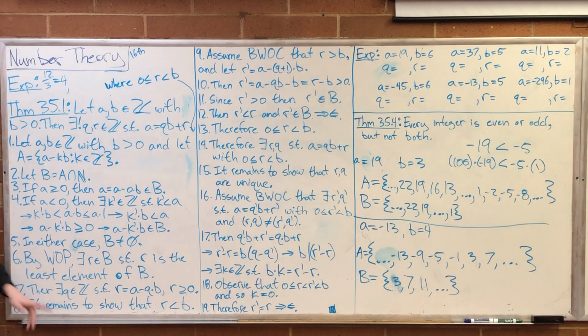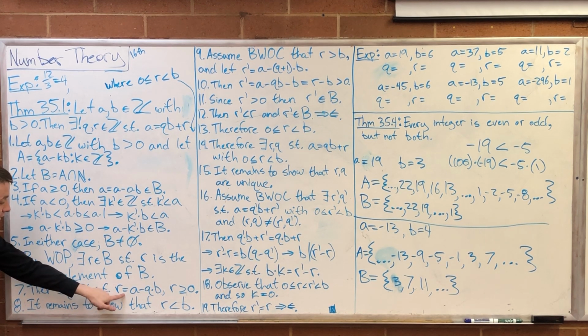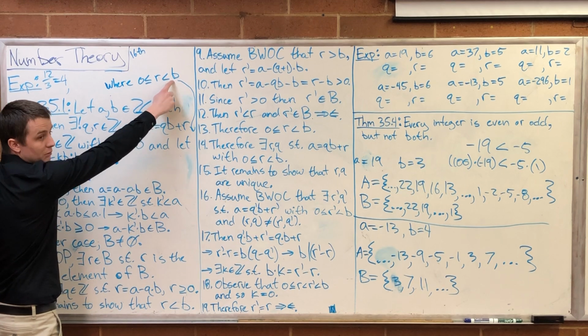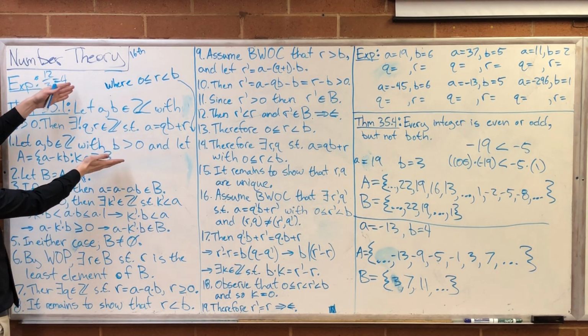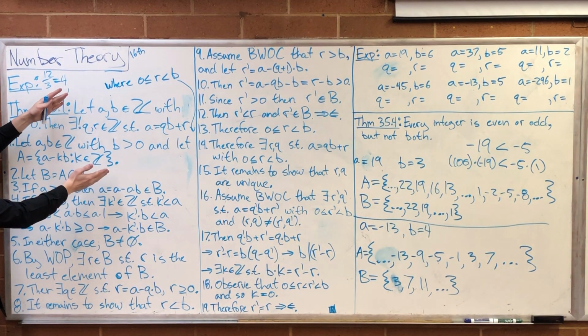And notice also that we know that R is greater than or equal to 0. How do I know that R is greater than or equal to 0? Because of what you just proved. It's in B. B is intersected with the naturals, so it has to be a natural number. So we know that R is greater than or equal to 0, and we know that there's some integer Q such that R is equal to A minus Q times B. The last thing we need is that R is less than B.